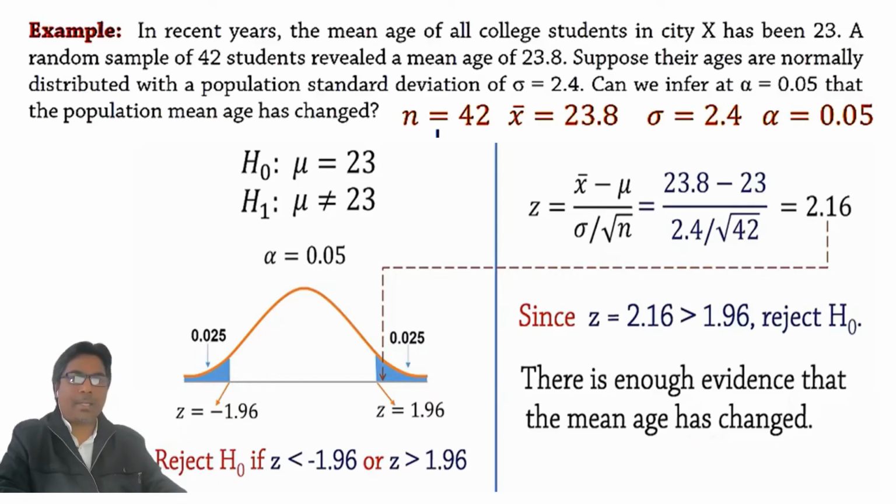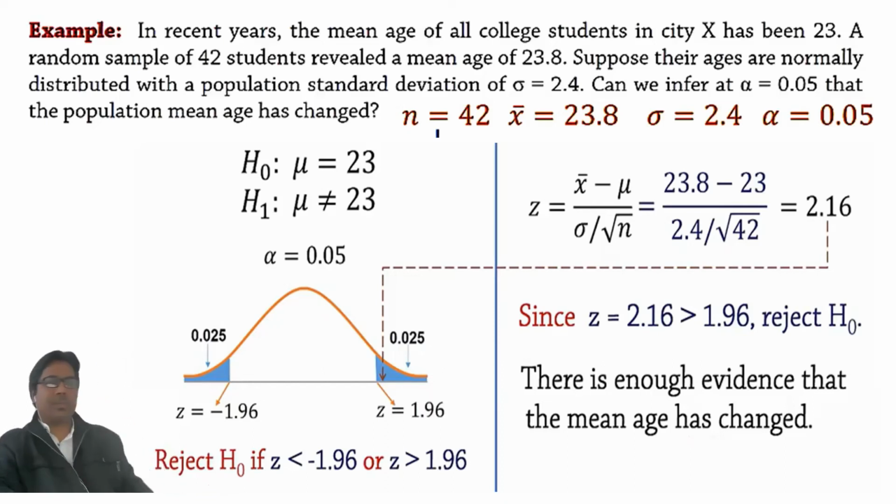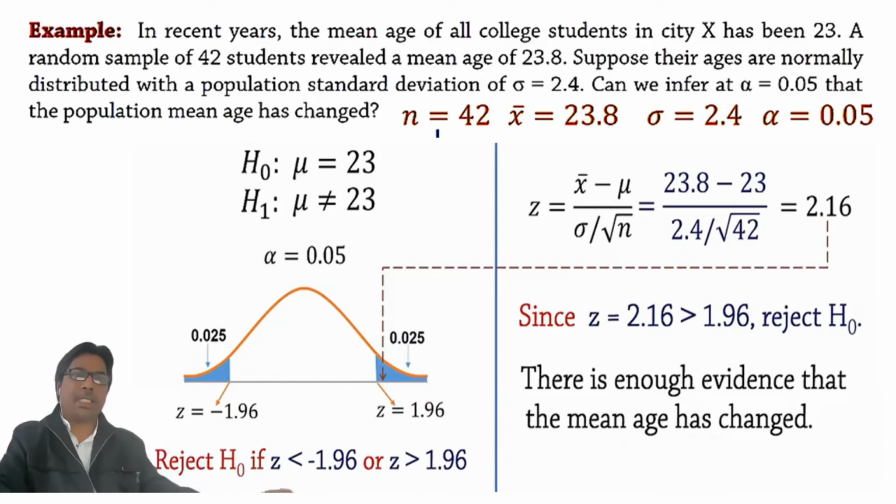1.96 on one hand, 2.16 on the other hand. 2.16 is our calculated Z value. 1.96 is the value which we got from the Z distribution table. Which one is higher? So we get to know that the calculated value of Z, that is 2.16, is higher than the value which we got by using the Z distribution table, that is 1.96. That means 2.16 is higher than 1.96.